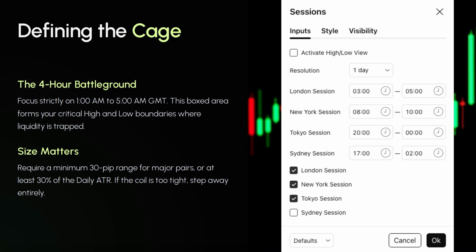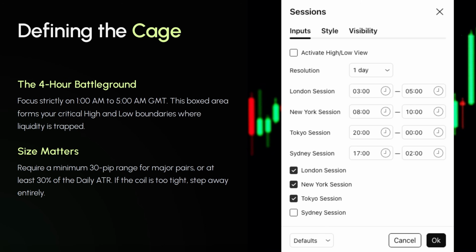Now, here's a pro tip to filter out the weak setups. Size matters. A tiny Asian range usually leads to a messy, unpredictable day. For major Forex pairs, we want the distance between the high and the low to be at least 30 pips. If you're trading other assets, use the ATR. Go to your daily chart, find the ATR number, and make sure your Asian range is at least 30% of that total number.